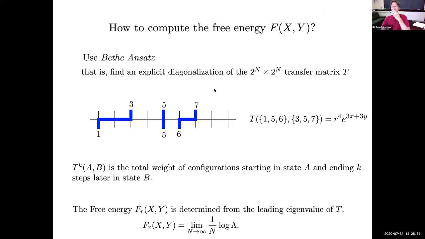All right, the first question we ask as statistical physicists here is, how do you compute the free energy? What is the free energy? It's the log of the partition function on, say, an n by n torus, when you fix the parameters x, y, and r. We're going to fix r, and the interesting quantity for us is going to be how f for a fixed R varies as a function of X and Y.